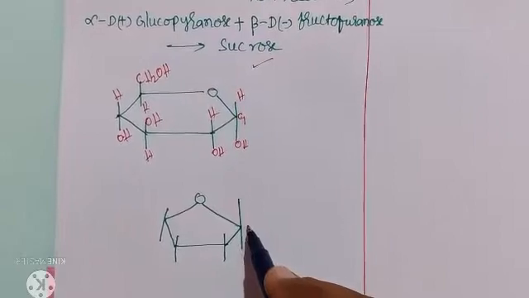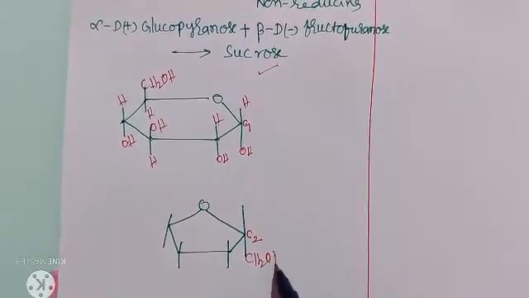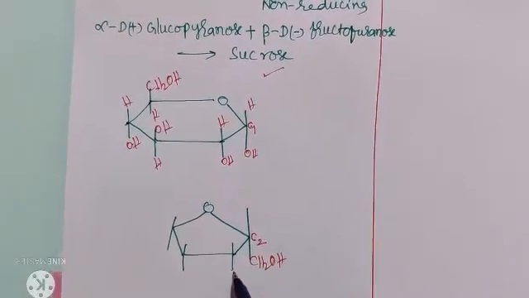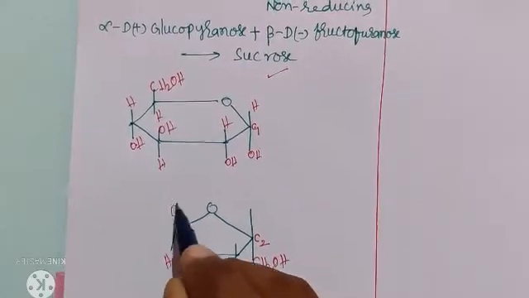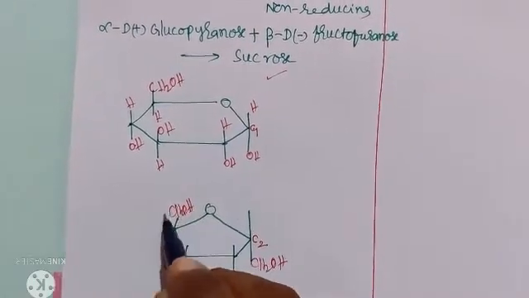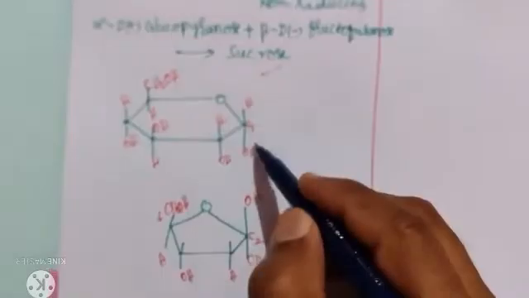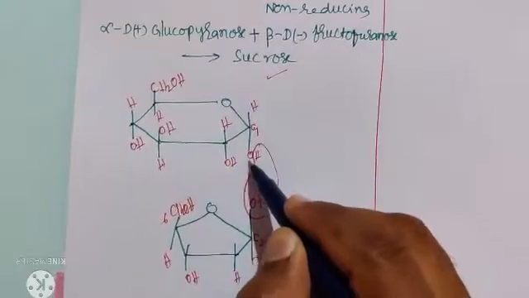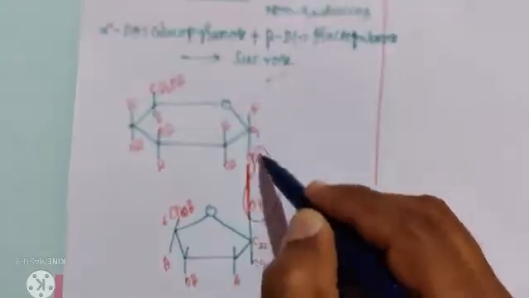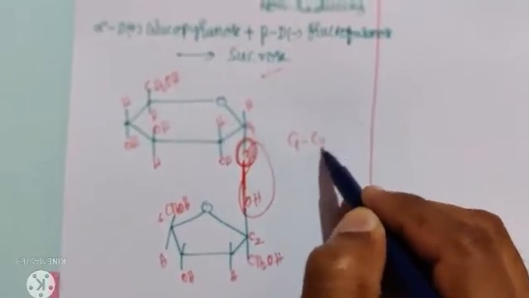Then here in fructose, it is the beta form. Now at C2, it is CH2OH. We know the formula, H, OH. This is the CH2OH because it is the sixth carbon atom. Now it is OH. Now condensation takes place between these. Now there exists one linkage, that is here C1 and C2.